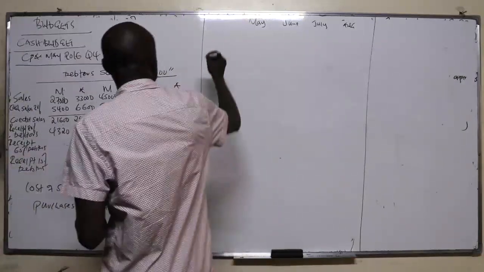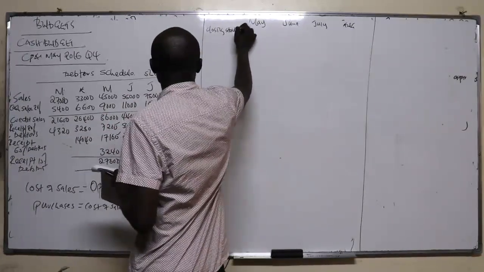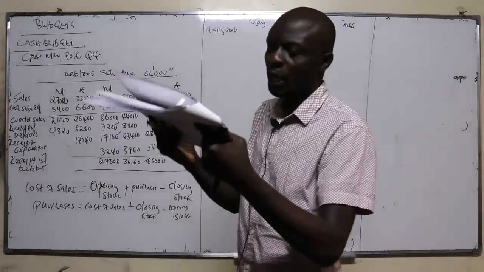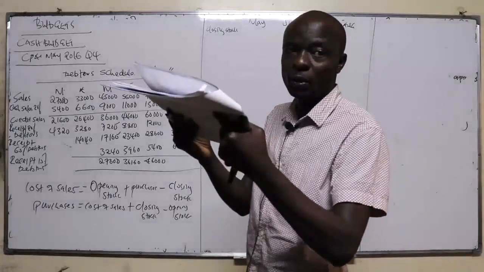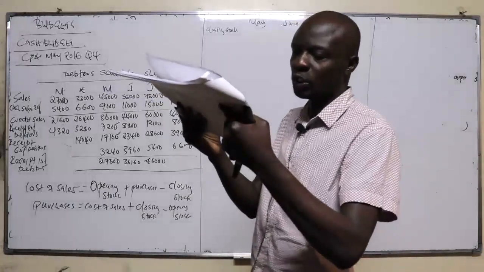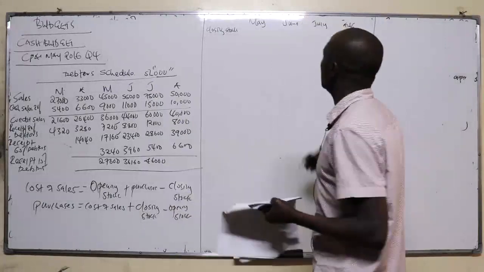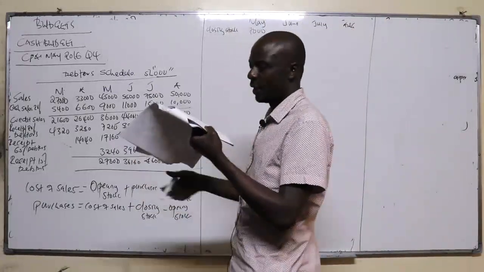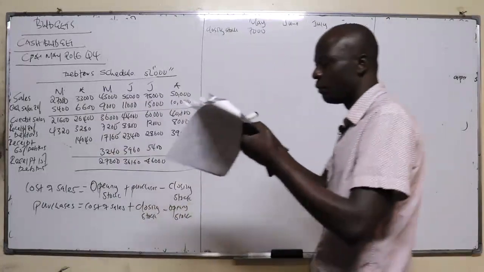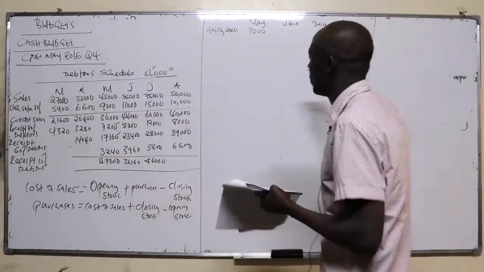So you get here the closing stock. The closing stock is equivalent to 25%. So the closing stock in the month of May will be 25% of the cost of sales in June, which is 28,000. So 25% of 28,000 is how much? So the closing stock here is 7,000. Is it so? And then the closing stock in June will be 25% of 42,000. That one will give you how much?